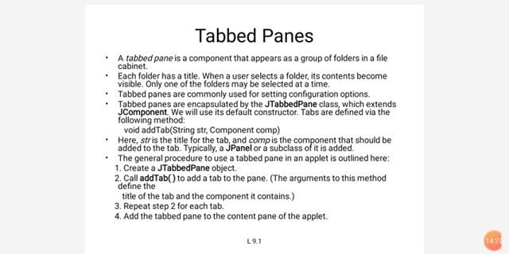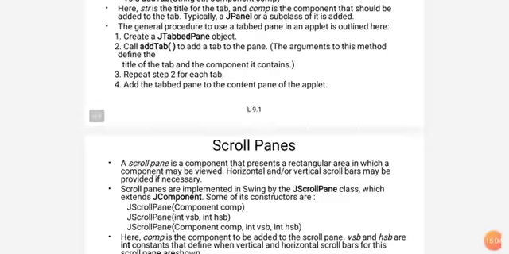The general procedure to use the tabbed pane in an applet is: create the JTabbedPane object, then call addTab, that means add the tab to the pane. After that, repeat this step as many times as the number of folders you want, adding those folders, and in every folder give the name by using str. The contents are whatever components you add, and those contents will be displayed on that particular folder. When you select that particular folder within the tabbed pane, it displays the contents of that one. Then add the tabbed pane to the content pane of the applet. So this is about the tabbed pane.